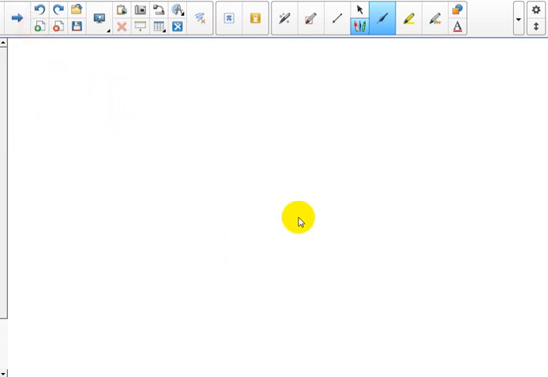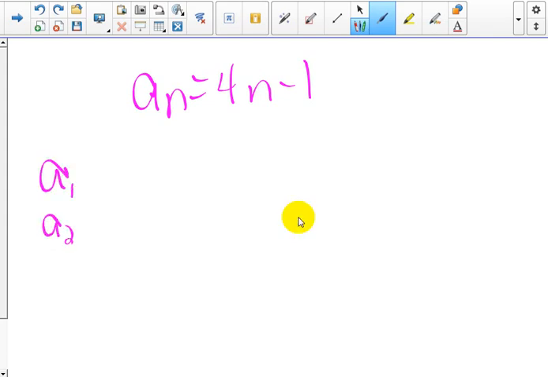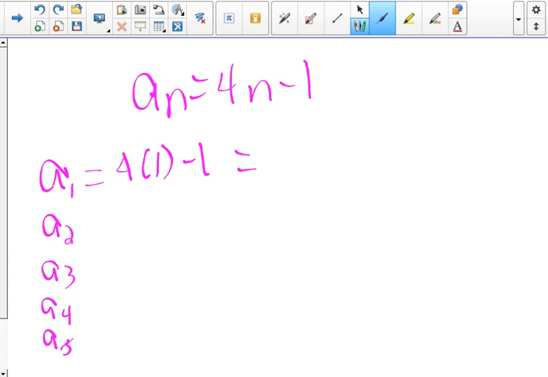So on the first one, it says a sub n equals 4n minus 1. And it says find the first 5 terms of each sequence. So they want a sub 1, a sub 2, a sub 3, a sub 4, and a sub 5. So when we have this, for a sub 1, it's going to be 4 times 1 minus 1, which is what?